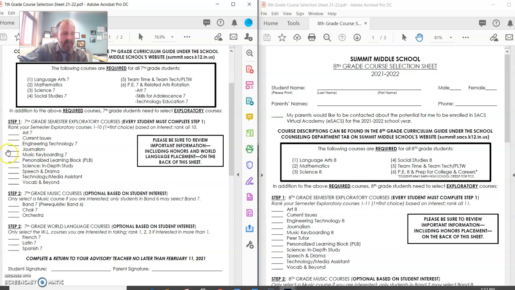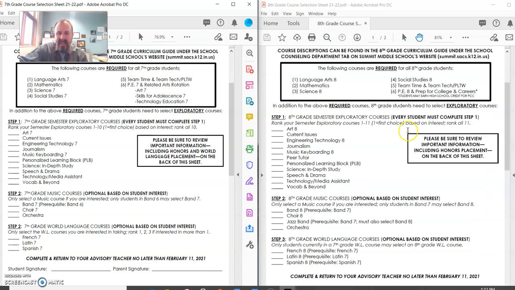Okay, in step 1, 7th graders, you must do that. Also for 8th graders, same thing. Regardless of whether or not you get single semester electives in your schedule next year, we want you to rank order 1 through 11 based on your interest, all 11 of these.